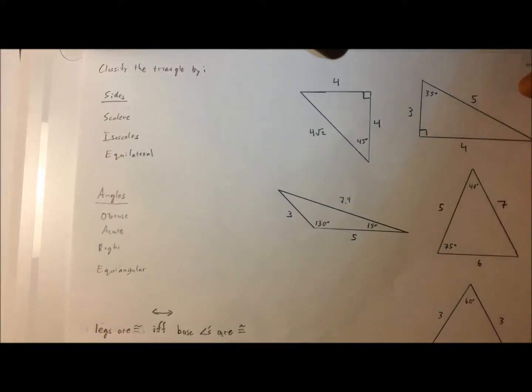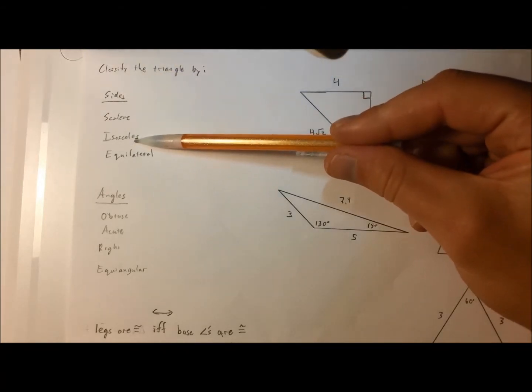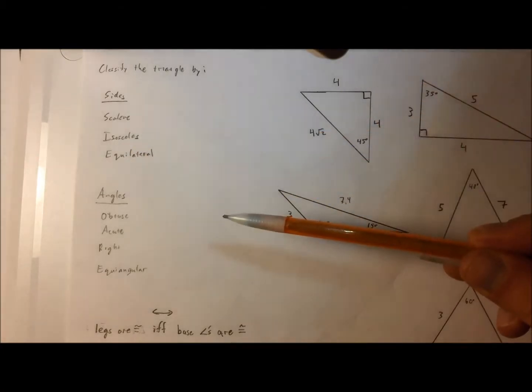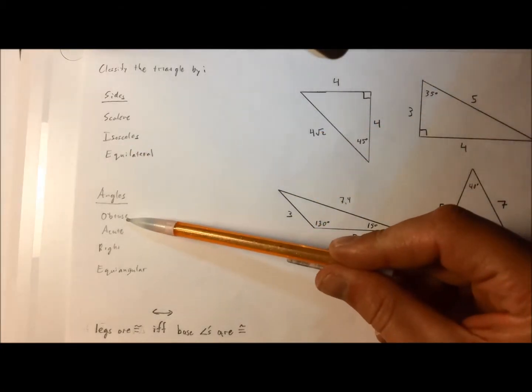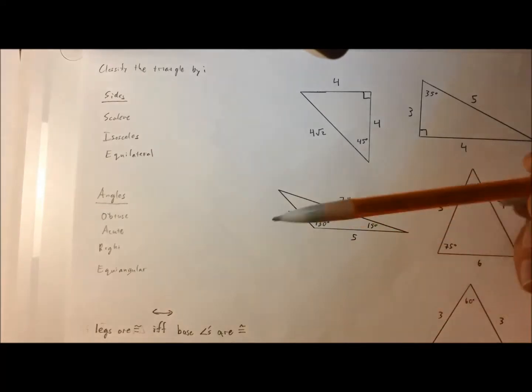Okay, this is your lesson today for section 4.1 in geometry. Most of the stuff is just going to be review. We're going to start by classifying triangles. There are three ways to classify a triangle by its sides. You have scalene, isosceles, and equilateral. And four ways to classify it by its angles: obtuse, acute, right, and equiangular.